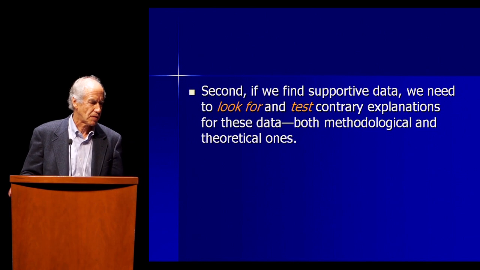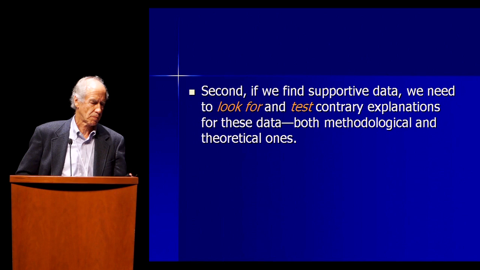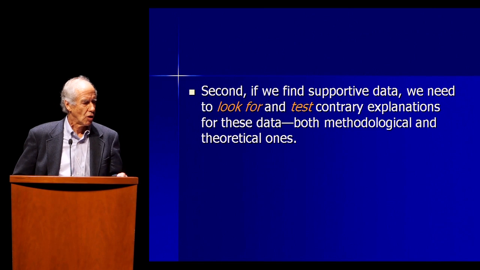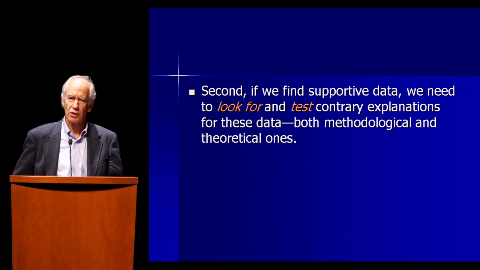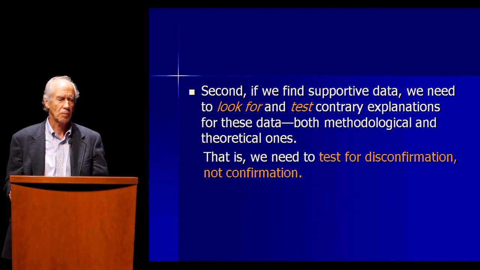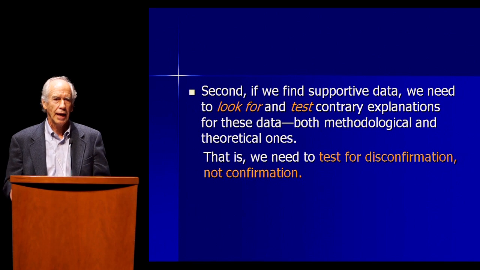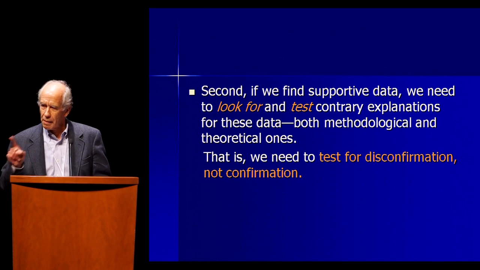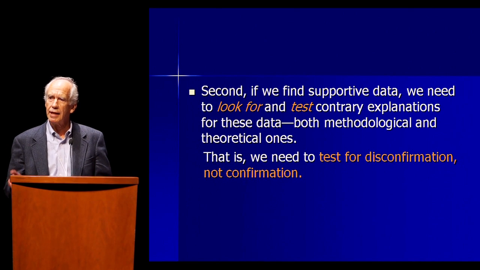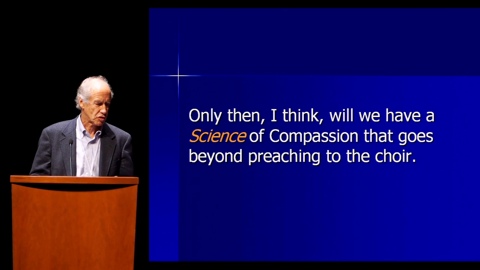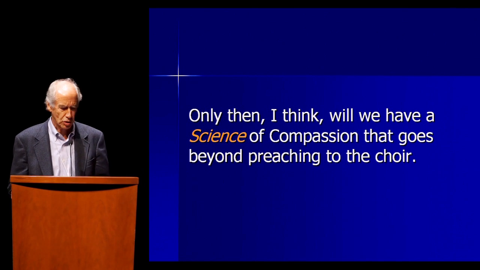Second, if we find supportive data, we need to look for and test contrary explanations, both methodological and theoretical ones. That is, what we need to do is test for disconfirmation, not for confirmation. And the studies we've got so far are primarily directed towards finding support, making it look good, and we really need to go after the alternatives. Maybe, even if it looks good, it's not as good as it looks. We need to consider that. And I think only then will we have a science of compassion that goes beyond preaching to the choir. Thanks.